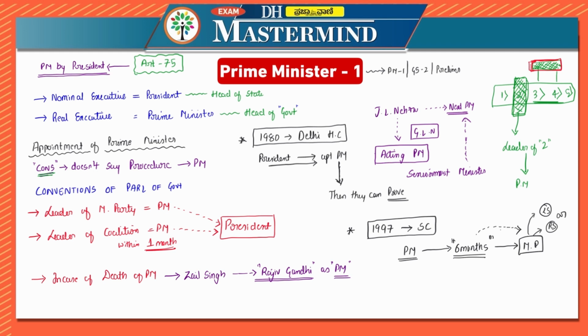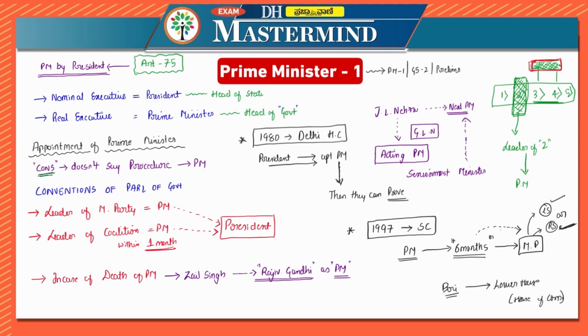Also, constitutionally, you can say that the Prime Minister may be from Lok Sabha or from Rajya Sabha. But in the case of Britain, the Prime Minister has to be from the lower house. What is the lower house there? It is the House of Commons. So the Prime Minister in India may be a member of either of the two houses.